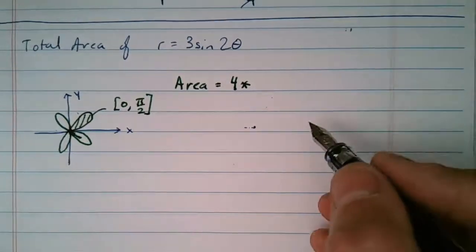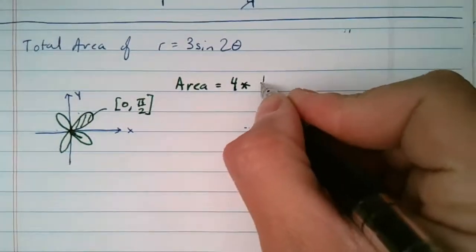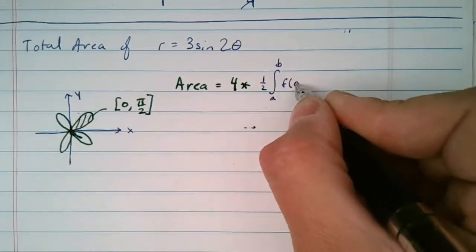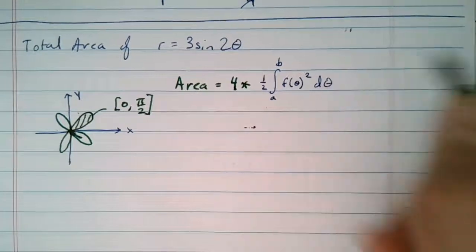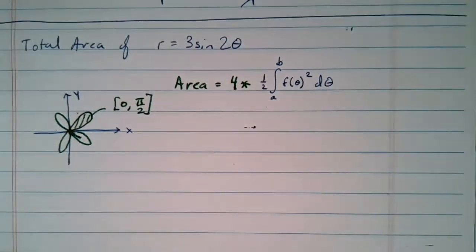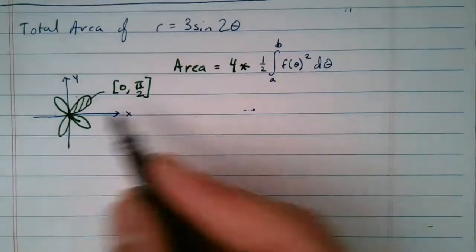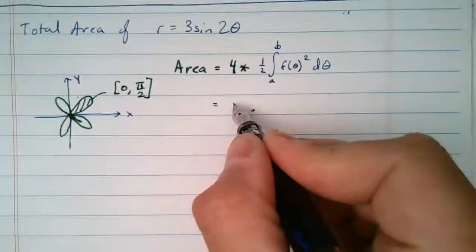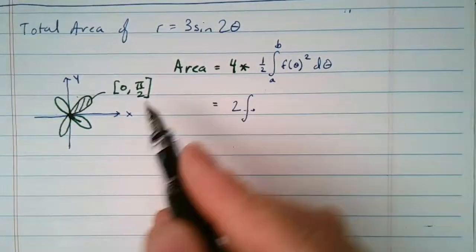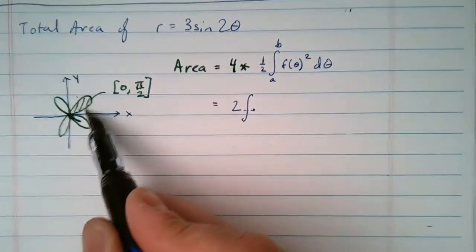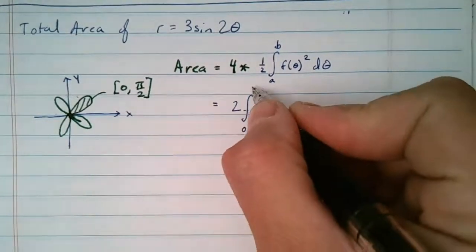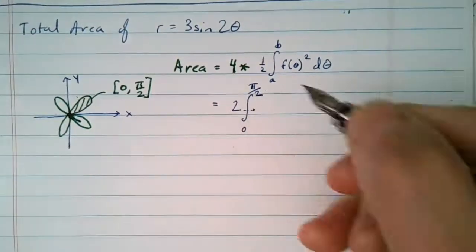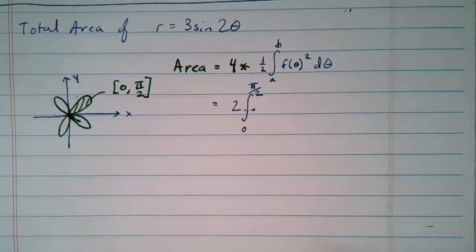So it's equal to 4 times 1/2 integral a to b of f of theta squared d theta. Okay, so 4 times that because I have 4 lobes. Okay, and if I had 3 lobes, then I'd do 3 times. You get the idea. So that becomes 2 integral. Now, 0 to pi by 2 gets me this entire lobe. Those will be my integration limits, 0 to pi by 2.